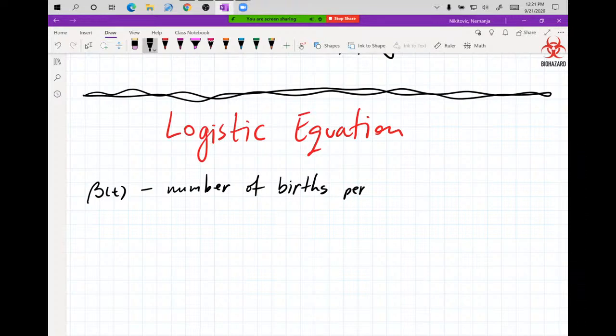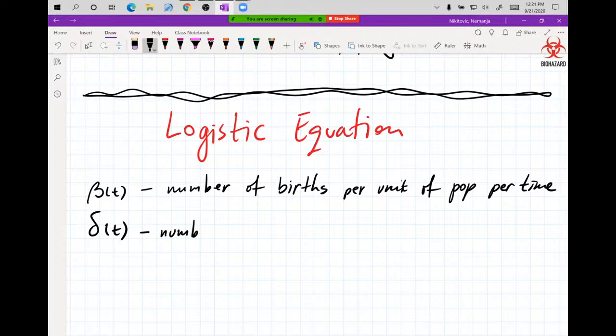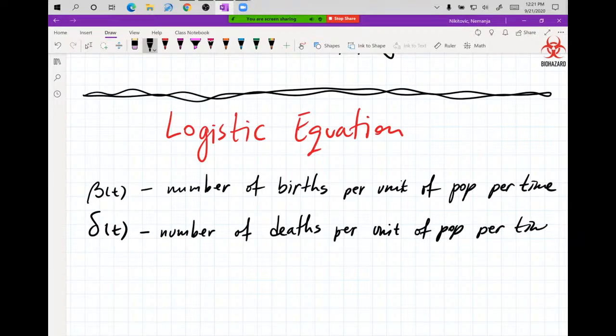per unit of population per unit of time, and delta of t, which is a d for death, right, is the number of deaths per unit of population per unit of time. But right, if you pick 1 year, then everything's just times 1. You could pick 10, it's just the calculations are a little bit more annoying.